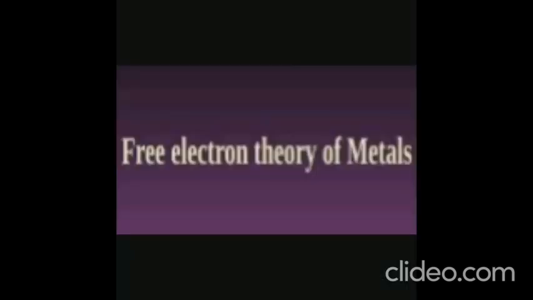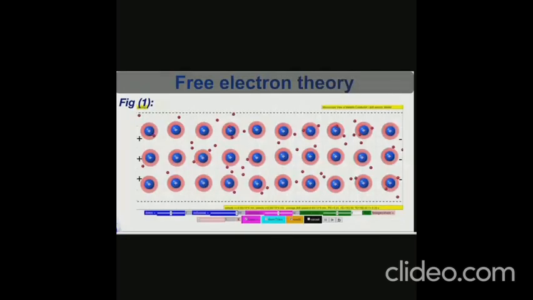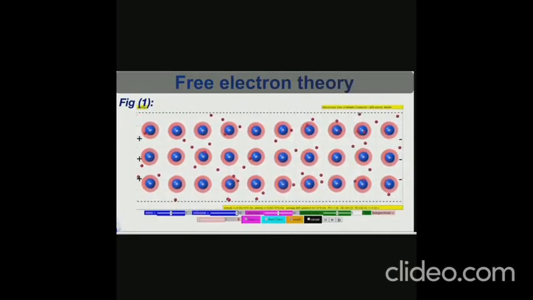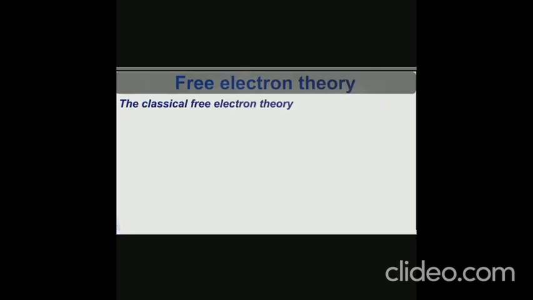In this video, we are going to study the free electron theory of metals. Free electron theory of metals explains the structures and properties of solids through their electronic structures. This theory has been developed in three main stages. The first is the classical free electron theory. Drude and Lorentz proposed this theory in 1900.